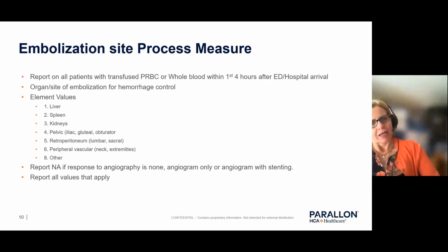We're going to report NA if angiography is none, angiogram only, or angiogram with stenting, so stenting is not considered an embolization. Then you would report all values that apply. You might have a patient who comes in, and they need the pelvic, the iliac, but then they also find a vessel to the kidneys bleeding, so they embolized that as well. So it is possible to have more than one response here for the same embolization.